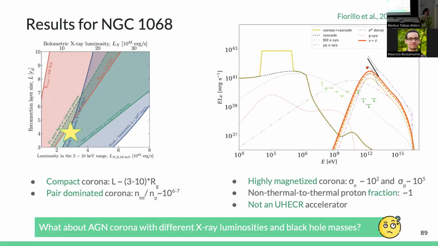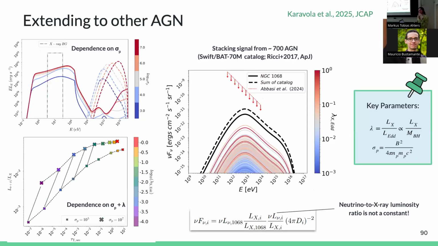But this was one source of a given X-ray luminosity and a given black hole mass. So how can we take this model and extrapolate it to the diffuse emission, to the population of Seyfert galaxies that span a wide range in X-ray luminosities from 10^42 up to 10^45, and black hole masses that can also range from 10^6 point something up to 10^9 solar masses? For that, I asked my other PhD student to work it out.